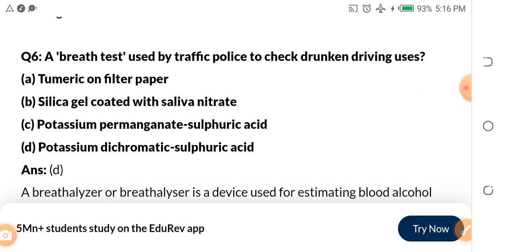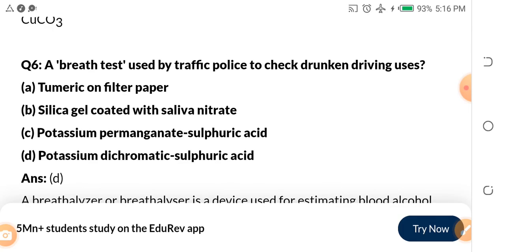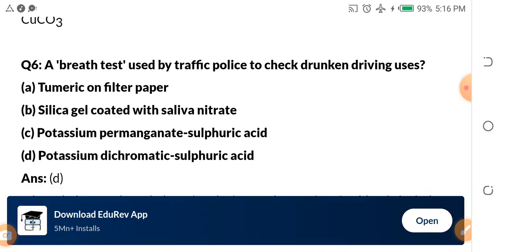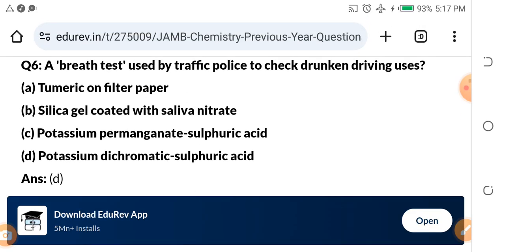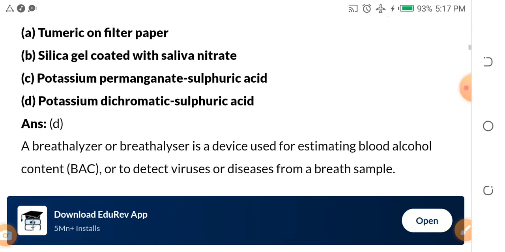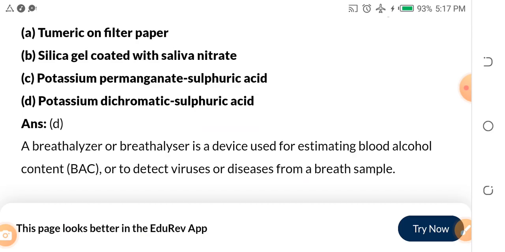A. Turmeric on filter paper. B. Silica gel coated with silver nitrate. Okay. C. Potassium permanganate sulfuric acid. D. Potassium dichromate sulfuric acid. The answer is D. Whenever you hear about breath test, know that it is potassium dichromate sulfuric acid.